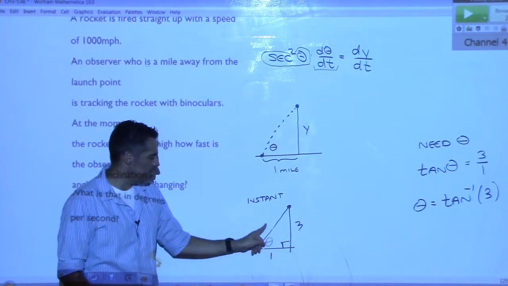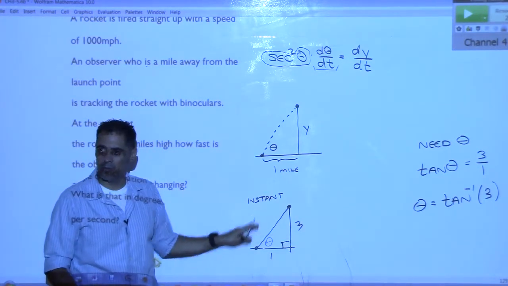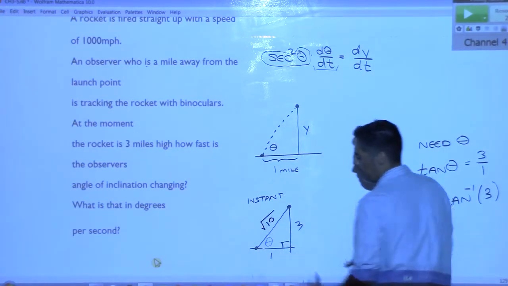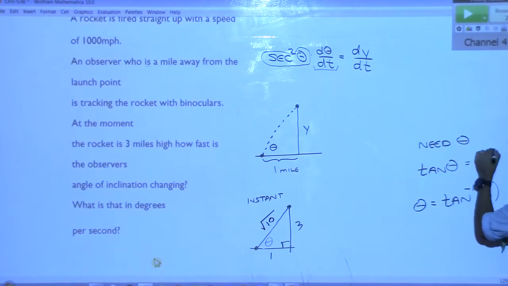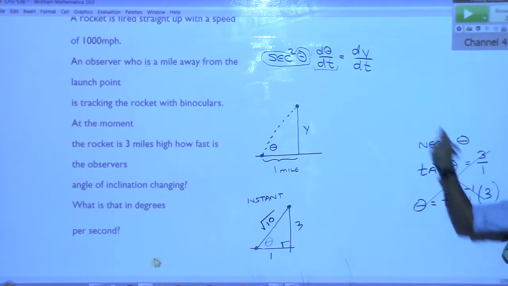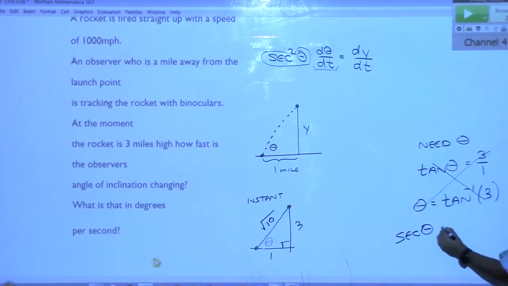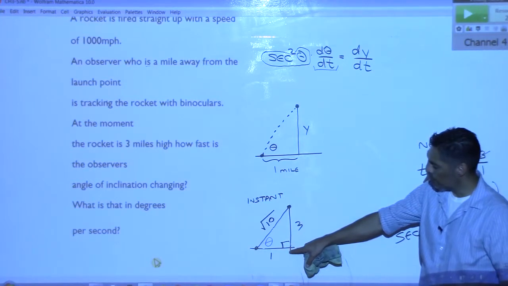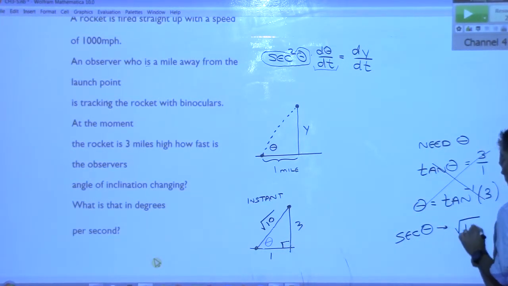So what is this side of the triangle? How would we get it? A squared plus b squared is c squared. So root 10. This is root 10. I trust that everyone here could solve that. So if we don't want to do this, and we just want to know what secant theta is, because that's ultimately what we want to find, what would secant theta be off of our triangle? Root 10 over 1, which is root 10. Yes? Understand?